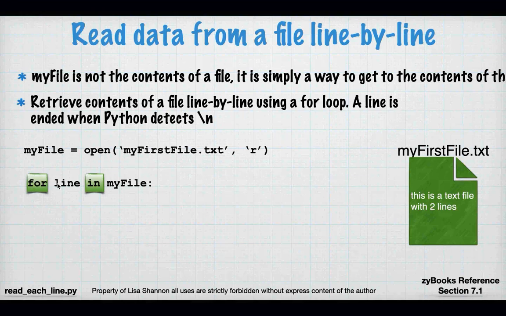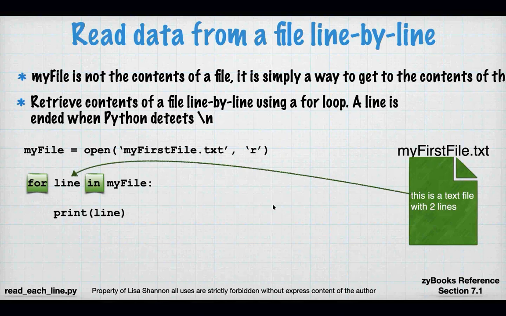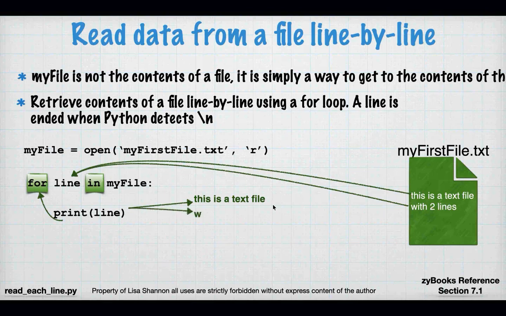The way this reads is for line in my file. Line is just a variable, just a name. I could have named it Fred, but I chose line because that was more meaningful to me. And what am I going to do with every line in the file? I'm just going to print the line. So the first line is going to come out and print, this is a text file. Then I'm going to go back up to the for loop, just like we normally would, and line is going to be the next line. So I just used a for loop, and I could use this on any file, even a much, much bigger file. So that's the way to read it line by line without having to worry about those pesky new lines.